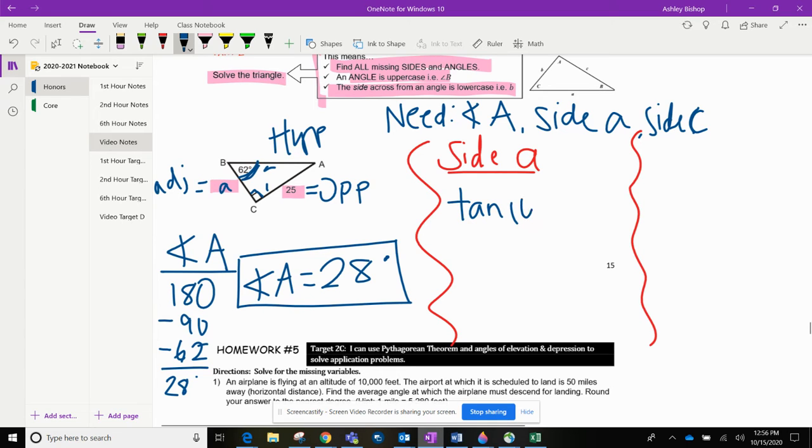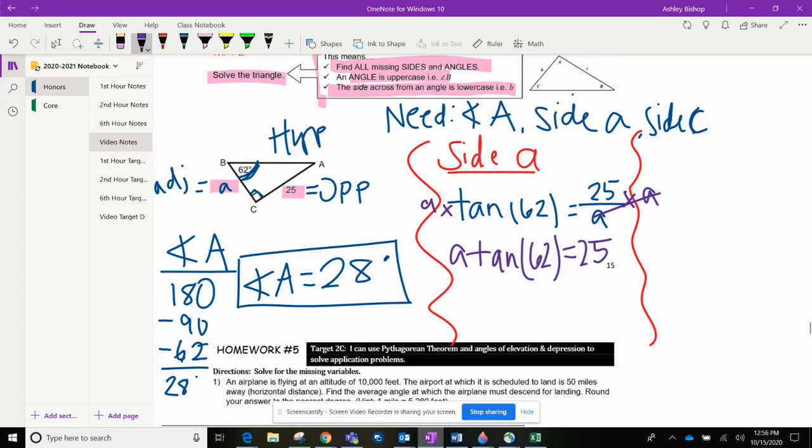Tangent of 62 is equal to 25, my opposite, over my adjacent, which is A. So just like we did on the quiz, I need to solve for A, and I have two things that I know and an angle. I'm going to multiply both sides by A. Those A's cancel. A times the tangent of 62 is equal to 25. And then I'm going to divide both sides by the tangent of 62.